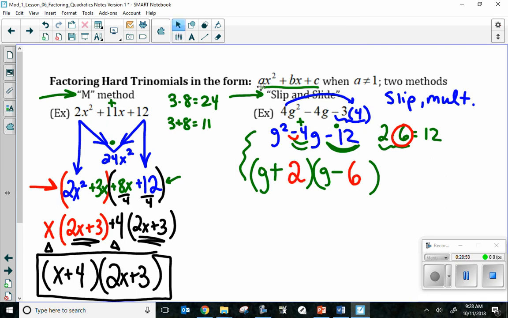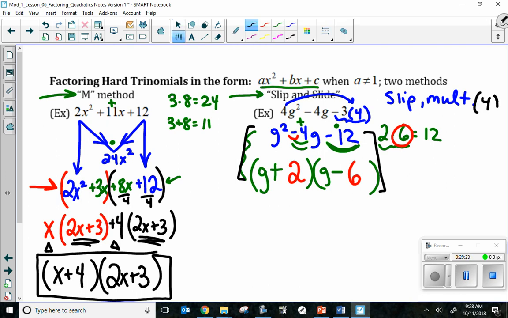Now, this is called slip and slide for a reason. Okay? We slip the 4 out with multiplication, and we do our basic, easy factoring, and this is why people like this. Okay? But we're not done. If we slip, we have to slide. Okay? So keep in mind, initially we slipped and we multiplied by that 4, right? Now I've got to slide and divide again by 4.